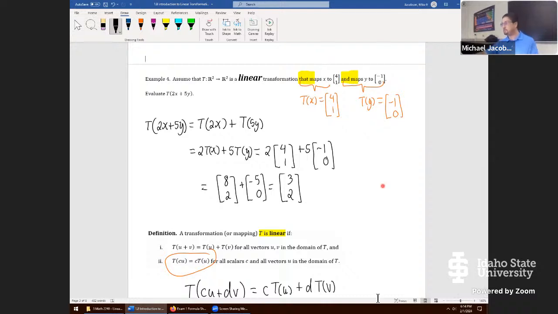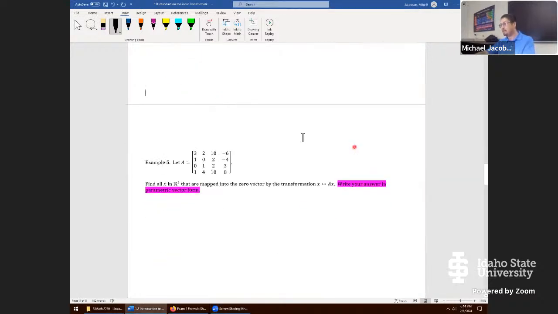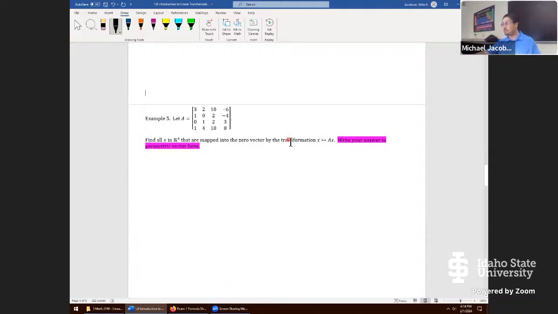Okay, well, let's keep on looking at more weird stuff we can get into with transformations. So here we have a huge matrix, looks like it's 4 by 4. It says find all vectors x in R4 that are mapped into the 0 vector by the transformation x maps to A times x.